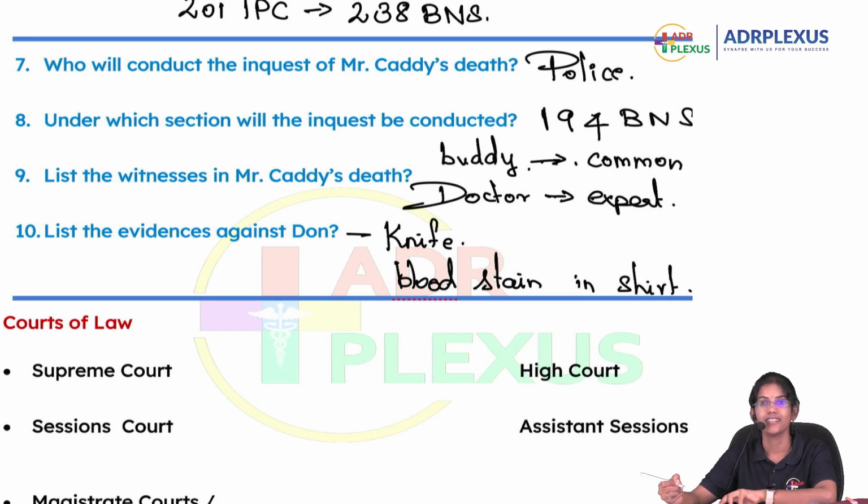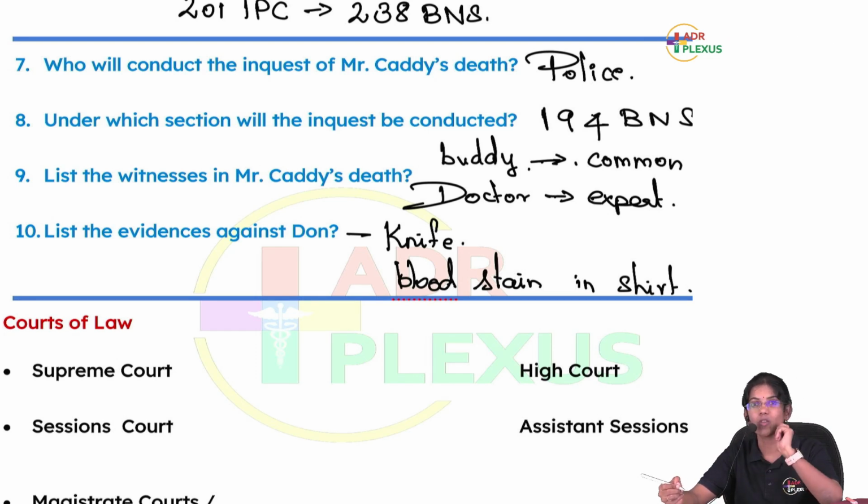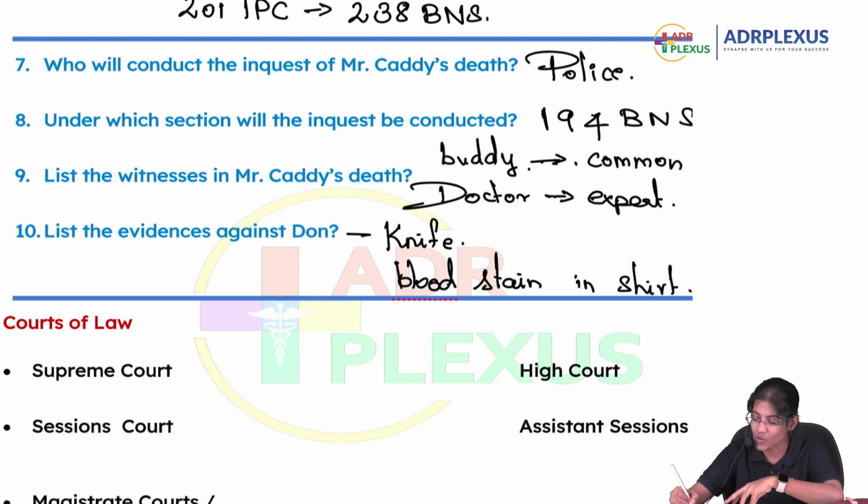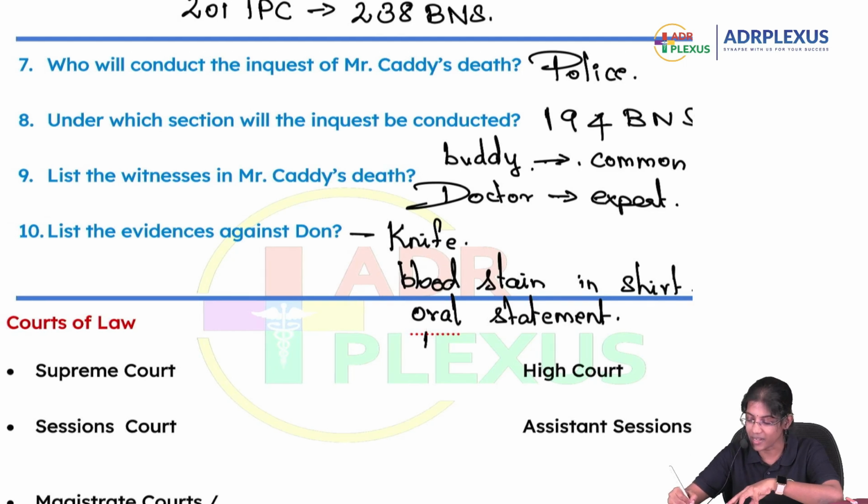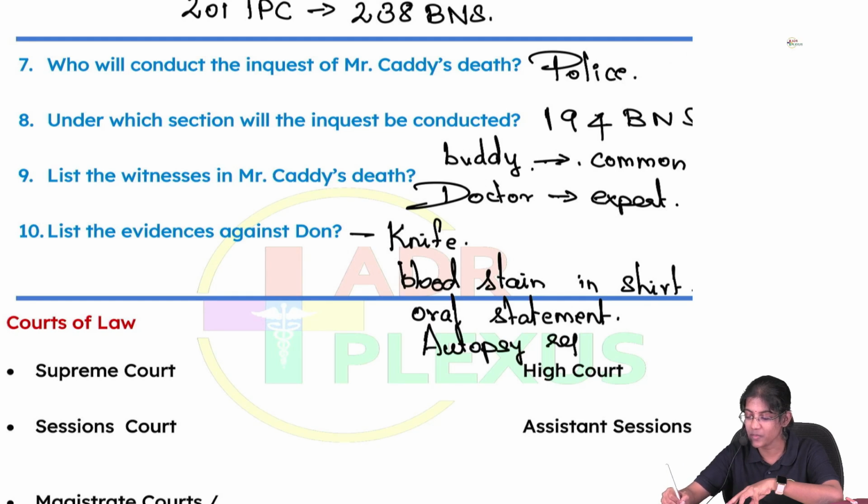Also remember, the oral statement given by the buddy is also evidence, right? He's going to come and tell in the court. That is also evidence. So oral statements, don't forget it. And what will the doctor give us as evidence? Autopsy report, right? Autopsy report is also going to be evidence.